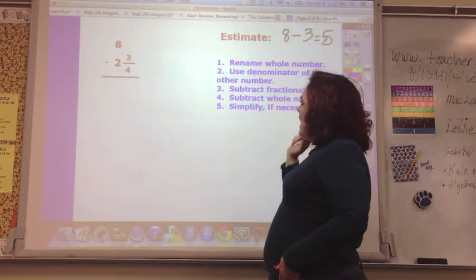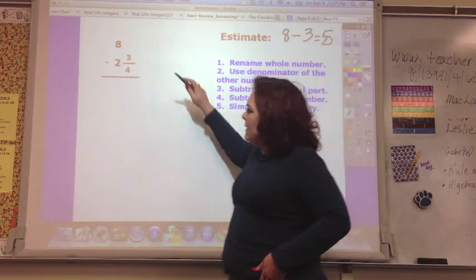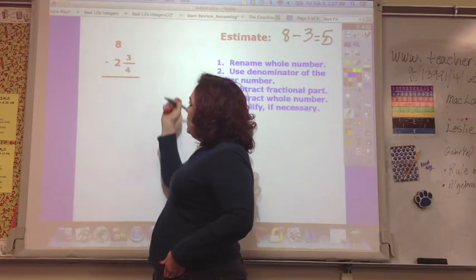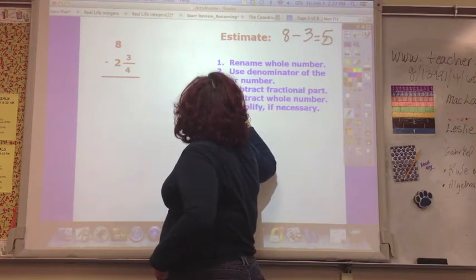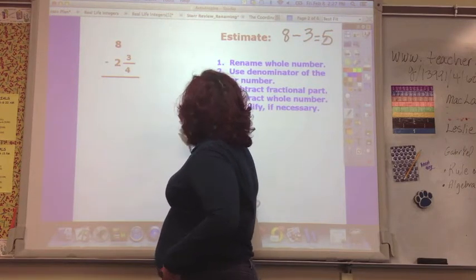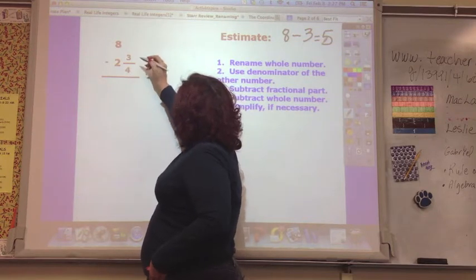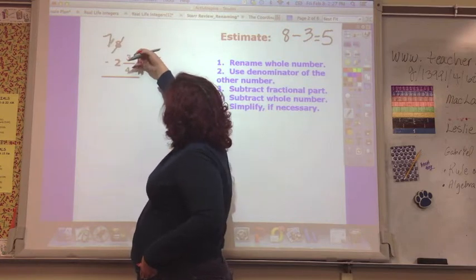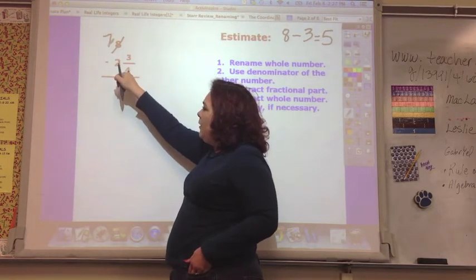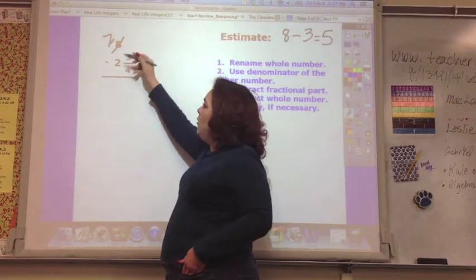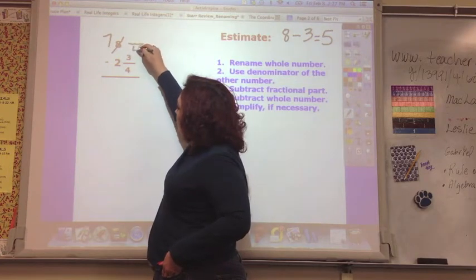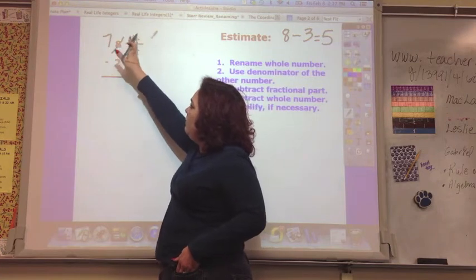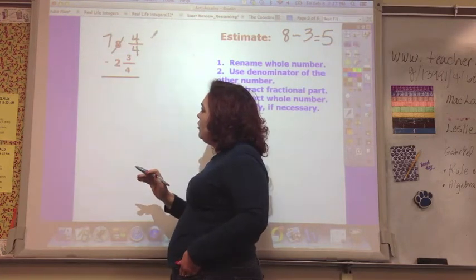So to rename, I have to rename because I can't take 3/4 from 0, from space. So I have to use the denominator of the other number, and so I have to borrow from this and make this a 7. And then this number is in 4s, so it's going to be easier if I subtract with 4. So 4/4 equals 1, so 1 plus 7 equals 8, my original number.